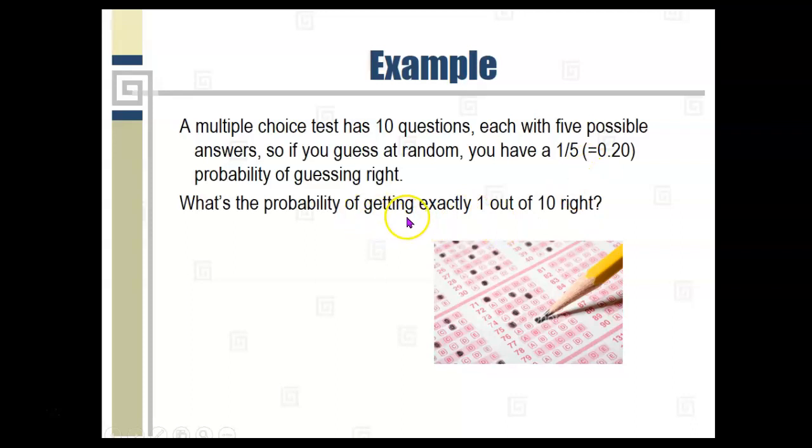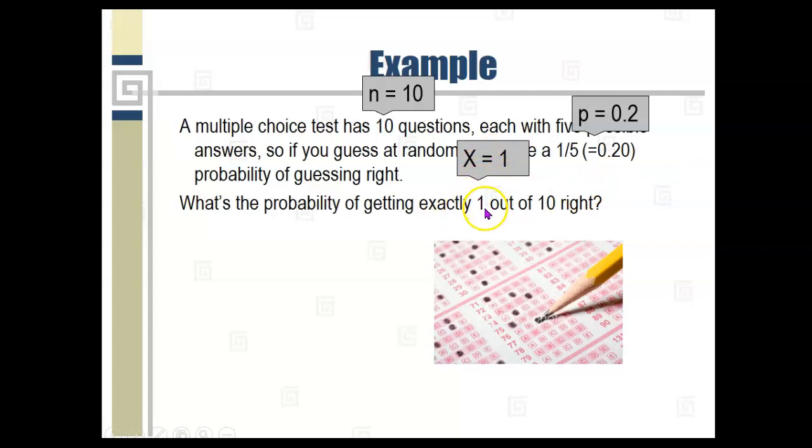What's the probability of getting exactly 1 out of 10 right? Notice this is a binomial probability situation where n is 10. That's how many questions there are. That's how many questions you could get right. P is 0.2. So that's for each of those 10 questions, the probability of getting that question right. And the x in this question is 1. You want to know what's the probability that the number of questions you actually do get right turns out to be 1.